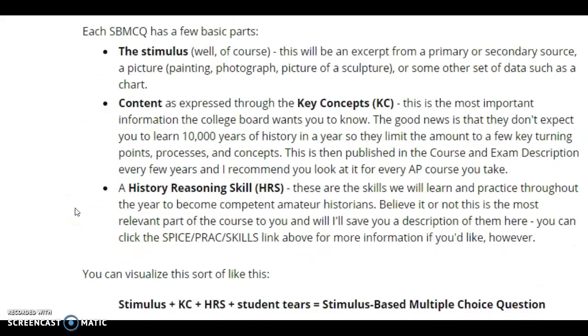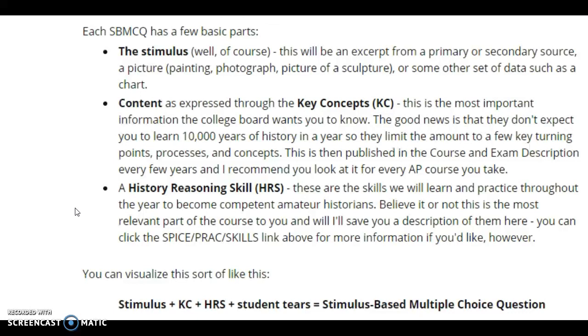So when you're looking at this, you need to be thinking about the stimulus that's in the questions. There's always going to be a few basic parts. There's going to be the stimulus, so this could be a picture, photograph, a painting, or an excerpt from a primary source, etc. Then you also need to realize that every question that you get, the content is going to be expressed through the key concepts. So this is really, really important information that the College Board wants you to know.